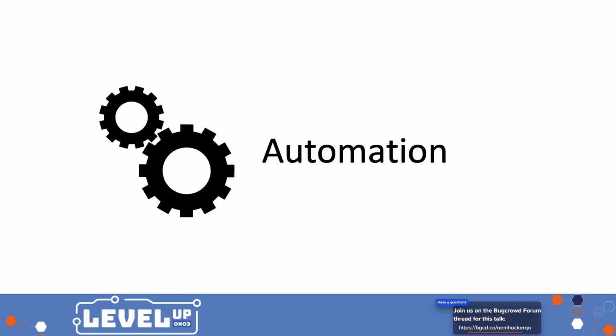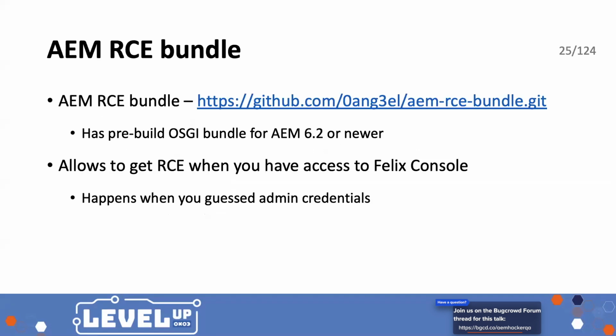The next part of the presentation is about automating bug hunting. The first tool I built is the AEM RCE bundle project. The RCE OSGi bundle allows you to get RCE quickly if you have access to the Felix console. I included a pre-built OSGi bundle for AEM 6.2. It also works in newer AEM versions.